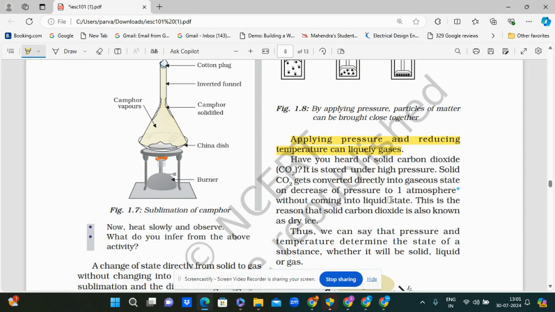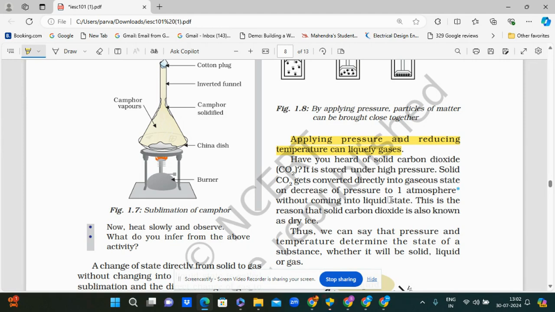The gas which we are using in our home, whether it is in a gaseous form or a liquid form, LPG, what is the full abbreviation for it? Liquefied petroleum gas. So liquefied, it is nothing but liquefied. We have converted the gas into a liquid by applying pressure and reducing the temperature.